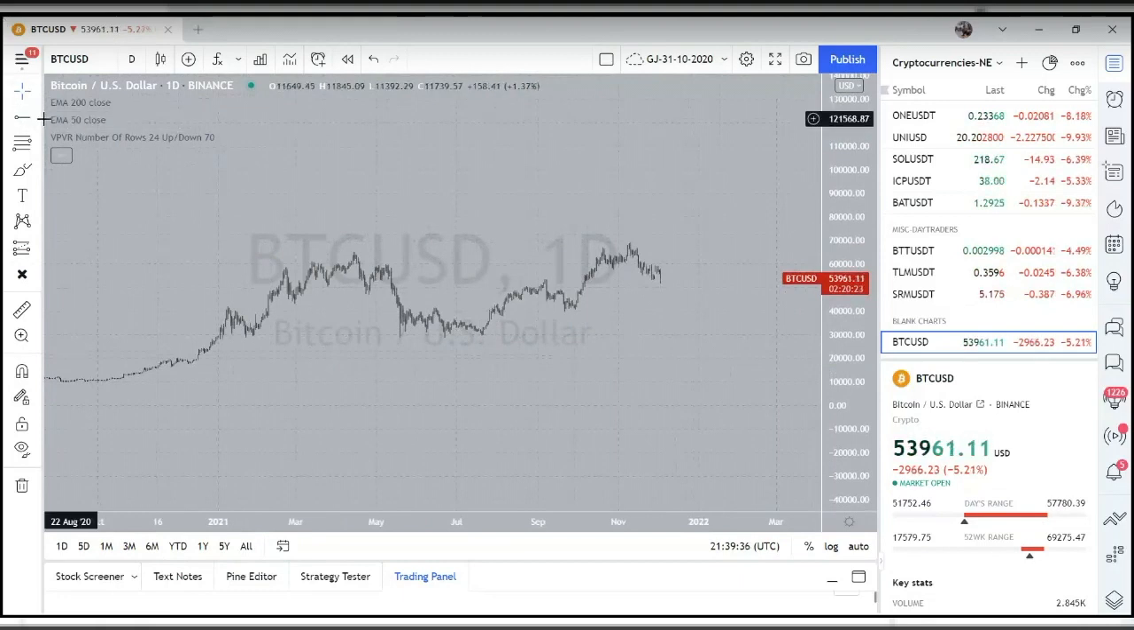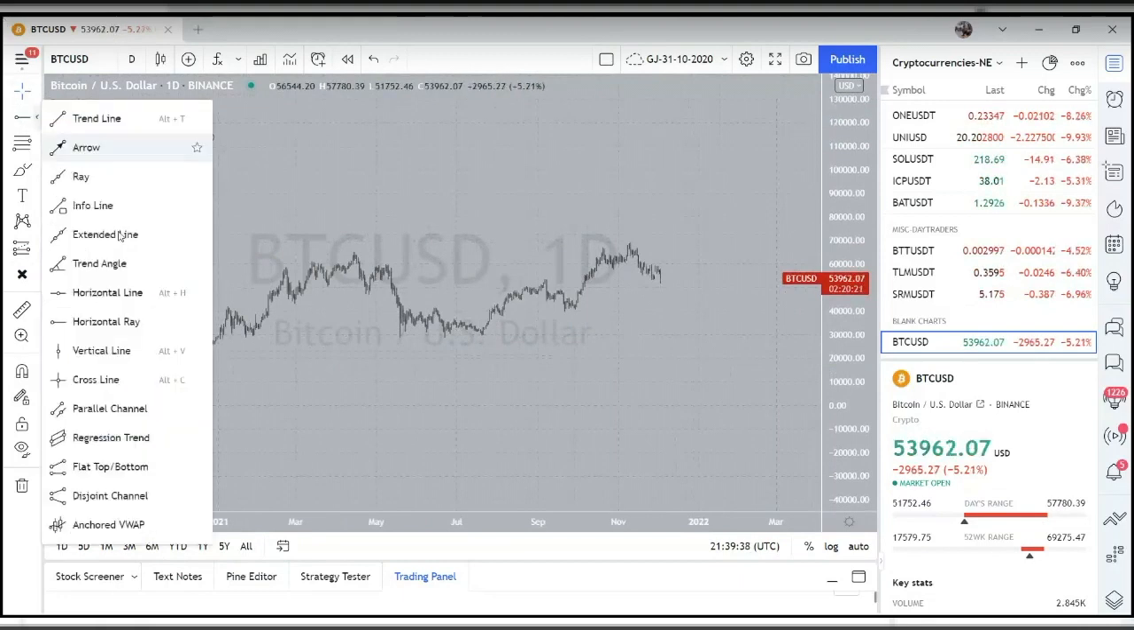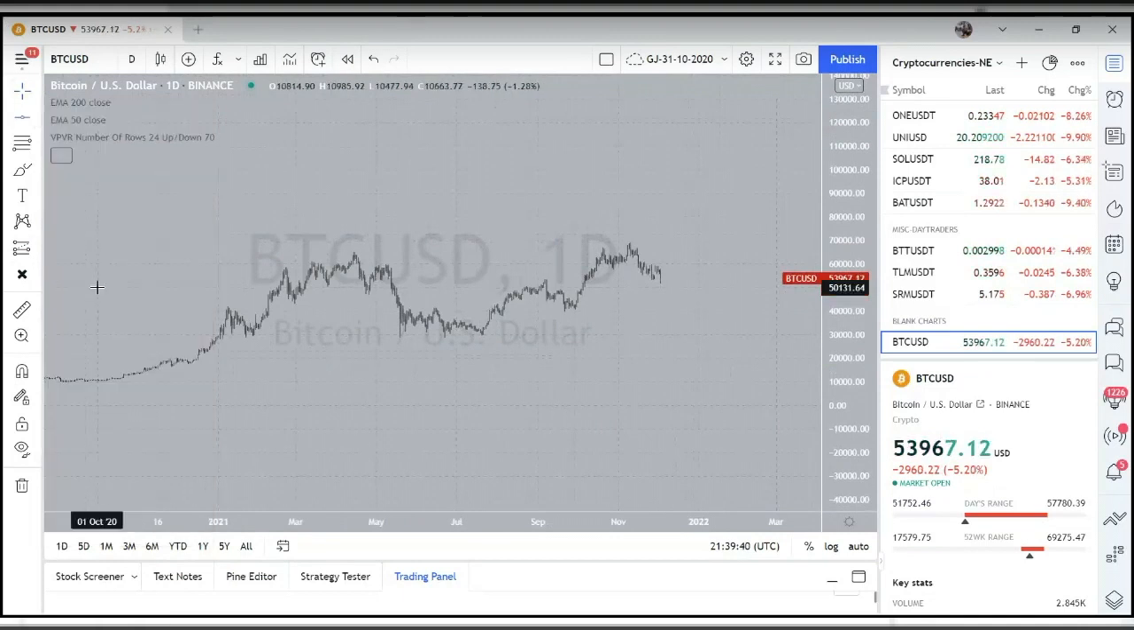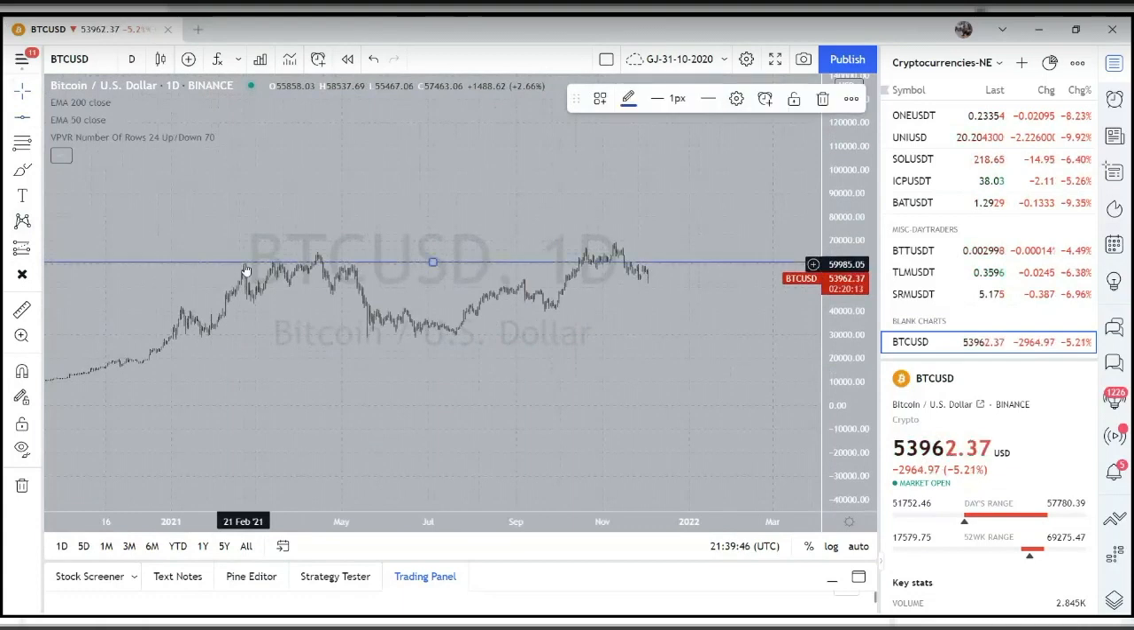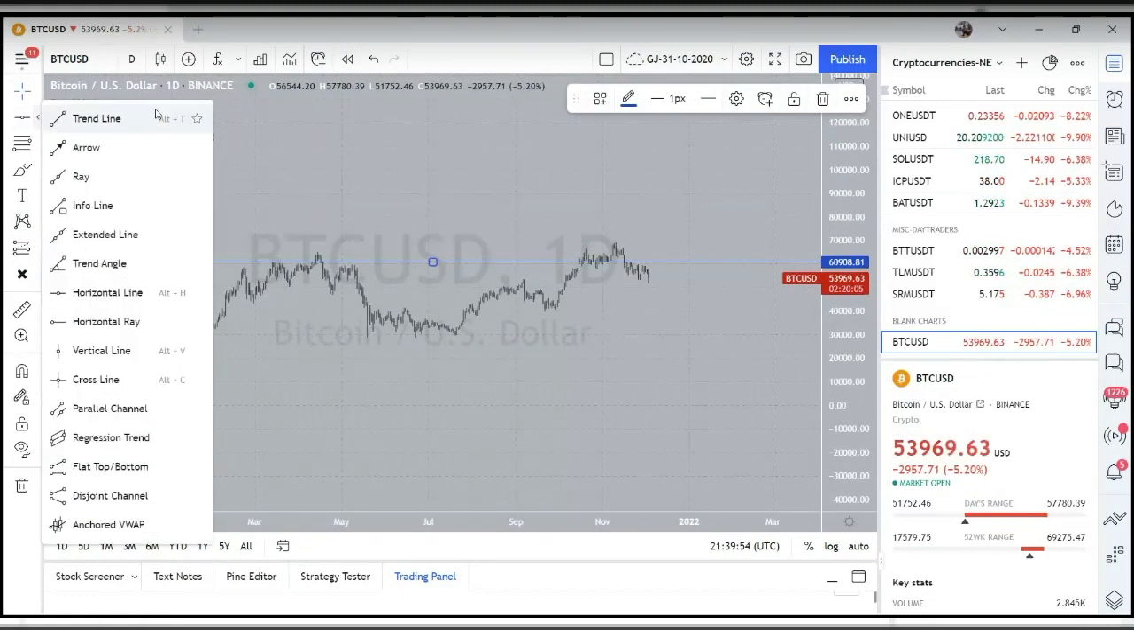But how do you plot these support and resistance lines? What I do is I just get a horizontal line from TradingView. If you haven't used TradingView before, I would suggest you use it. It usually starts with a trend line. You just go to this second option here, and you have this menu here full of lines.